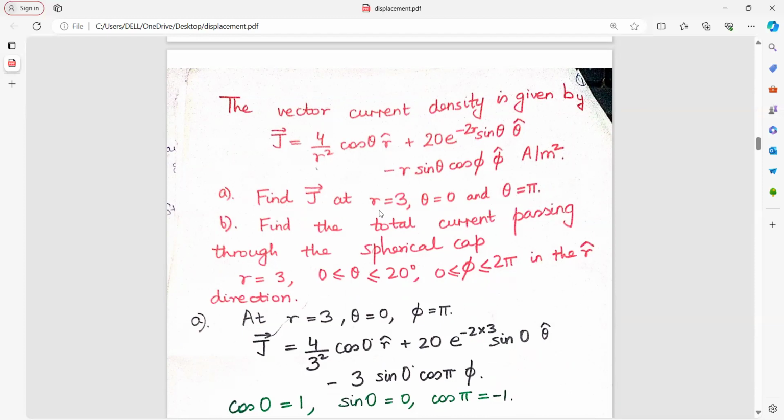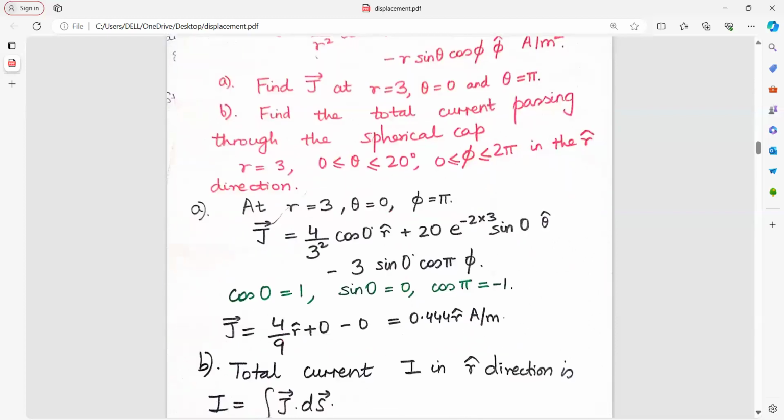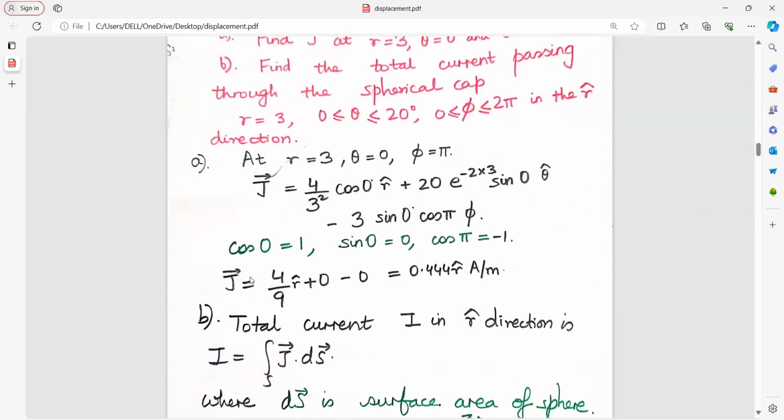Now see, r equal to 3, theta equal to 0, phi equal to pi. So it is very simple. You know, cos 0 is 1, sine 0 is 0. And again here a sine theta is coming. That is also 0. So very simple. Your equation itself will reduce to the very first term, J equal to, and r is 3. So this much upon this.